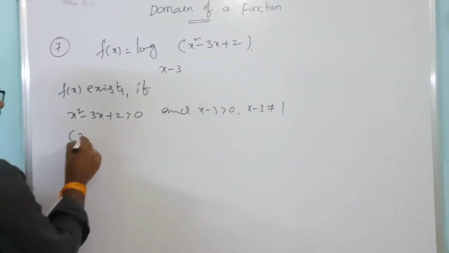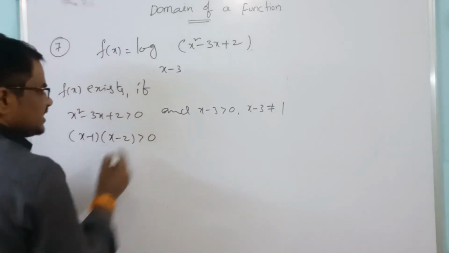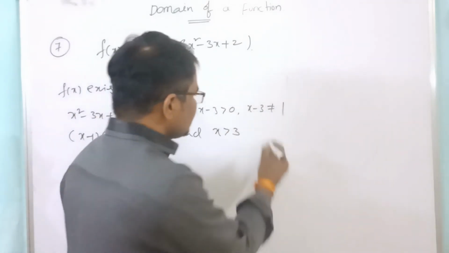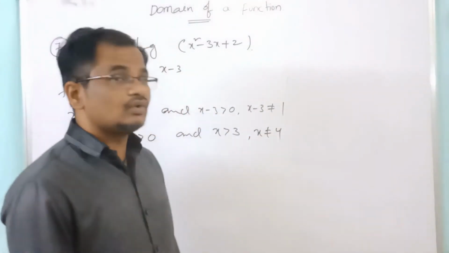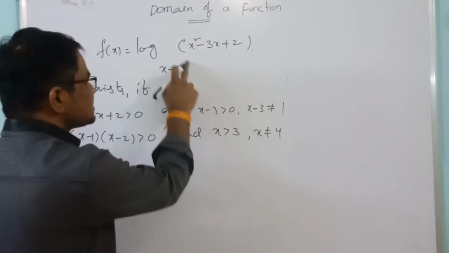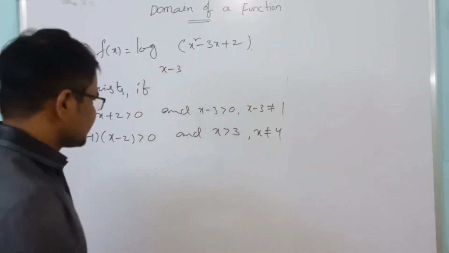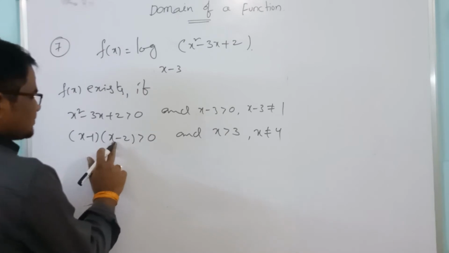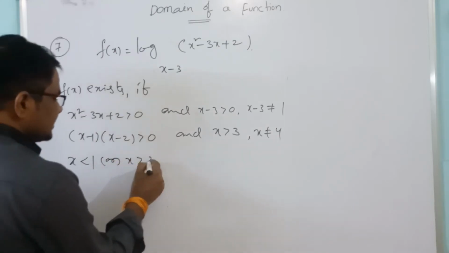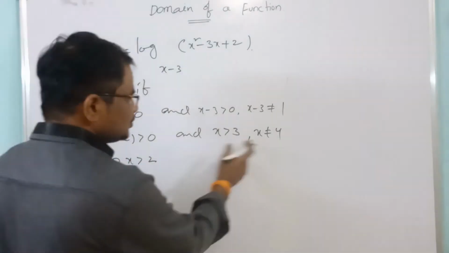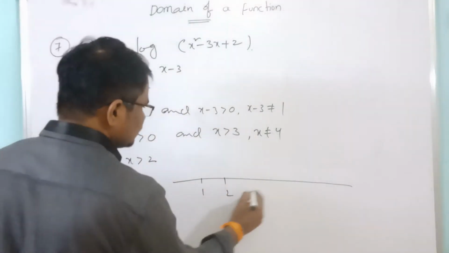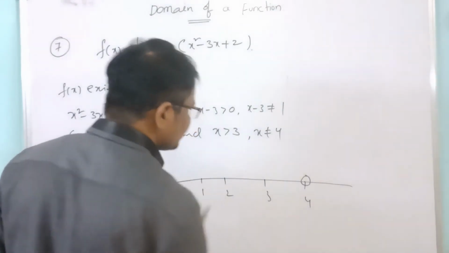Now from this one, if you take the factors, x minus 1, x minus 2 greater than 0, and from this one x is greater than 3. Now in this one again x not equal to 4. If you take x equal to 4, 4 minus 3 is 1, the base is 1, which does not exist, right? So here x minus alpha, x minus beta greater than 0 means we write it as x less than 1 or x greater than 2. So equations number 1, 2, 3, take these three on the real number line. So here 1, 2, 3, 4. In this one 4 we can't take.